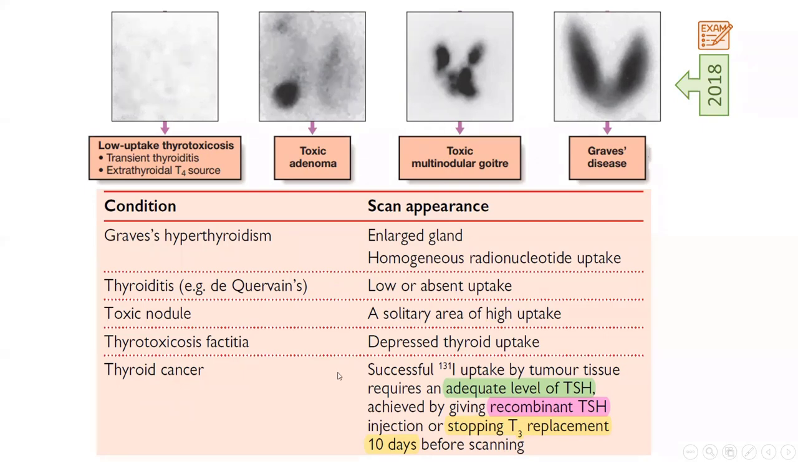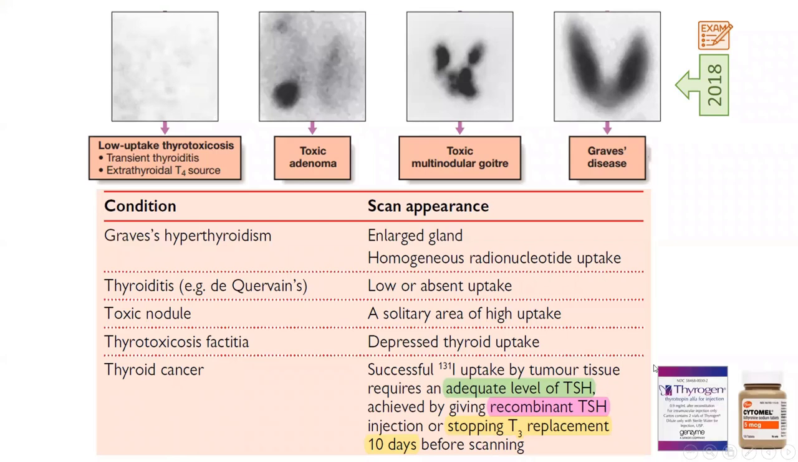And for thyroid cancer, this is very important, and we will cover it in the session on thyroid cancer. We will do a whole body scan with radioactive iodine isotope 131. Uptake by the tumor tissue requires an adequate level of TSH. So for follow-up of the patient with differentiated thyroid cancer, we need TSH to be elevated. We can obtain this by stopping T3 or T4. If the patient is already on T4, we must stop it before the whole body scan by 1 month, 3 to 4 weeks, or stop T3 by 10 days, or give recombinant TSH, which is thyrogen.